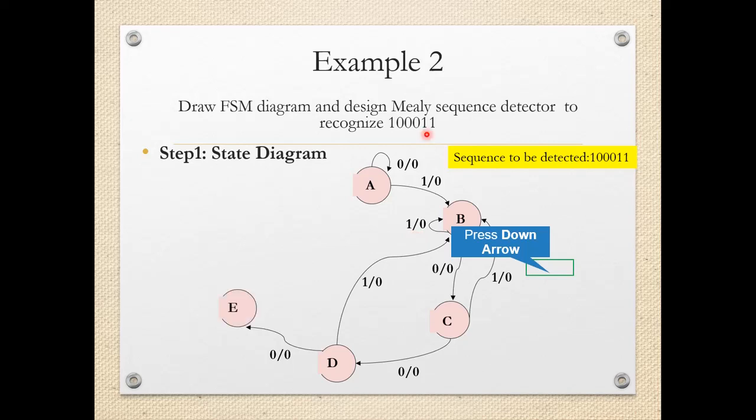If 0 comes, go to state E, because up to this part we have already checked. Now E means this bit we have to check. The correct sequence is 1. If 1 comes, go to the next state. If 0 comes, go to state A, because now there is no chance of getting the correct sequence if 0 comes. If 1 comes, go to F. Now in F we have to check for the last bit.